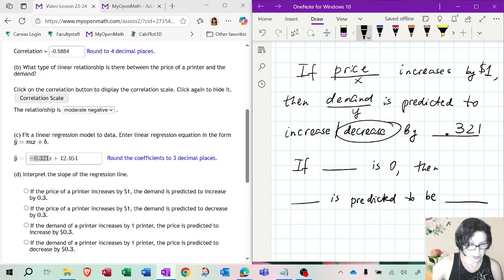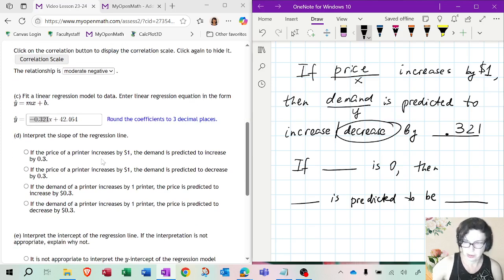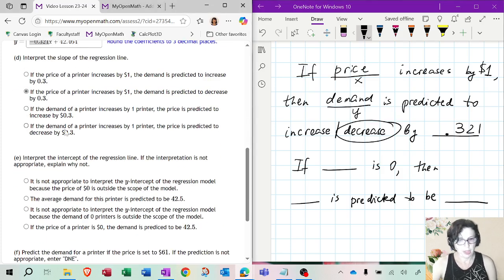Okay, so let's look at which one is correct. If the price increases by 1, the demand is predicted to decrease. So this one is wrong because it says increase. Okay, but by about 0.3, so that would be this one.